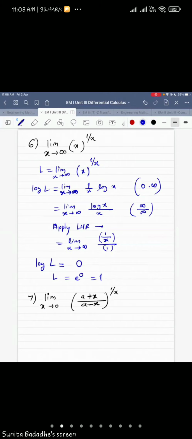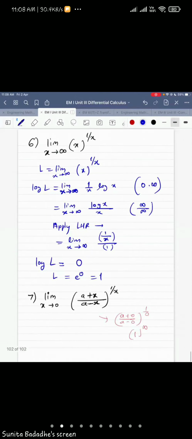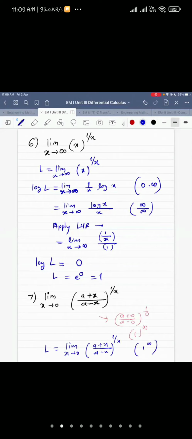As x extends to 0, I'll write it like this here. It is a plus 0 upon a minus 0 raised to 1 upon 0. A will get cancelled. It will be 1 raised to infinity. So again, we got the example of 1 raised to infinity. So L equal to limit x extending to 0, a plus x upon a minus x. This is in the form 1 raised to infinity.